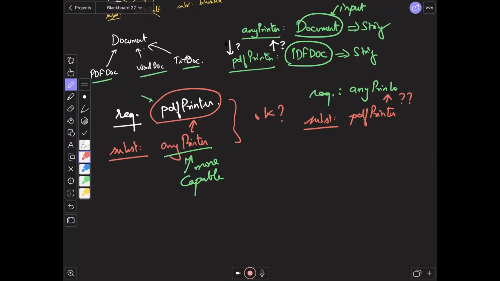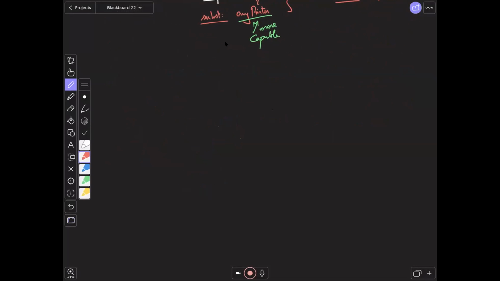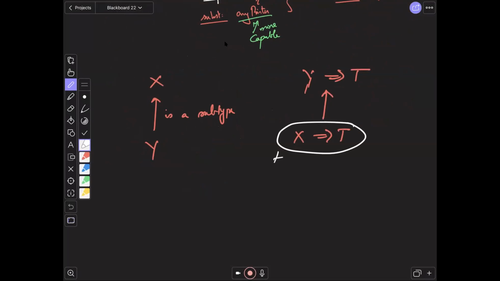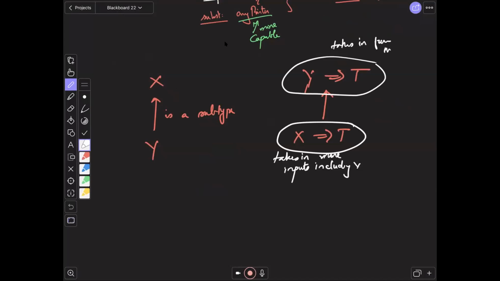So when you apply Liskov substitution principle, you see that it's actually funny. So what's happening here? If you have X and Y, where Y is a subtype of X, then you actually see that a function from Y to T is a supertype of a function from X to T. So this function takes in more inputs, including Y, whereas this function takes in fewer inputs. So what you see is that the relationship gets inverted.